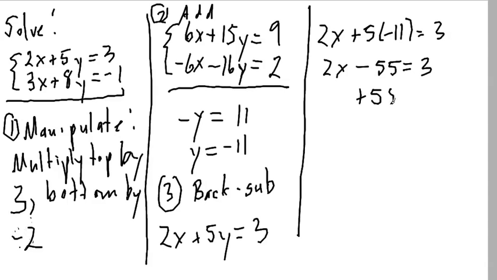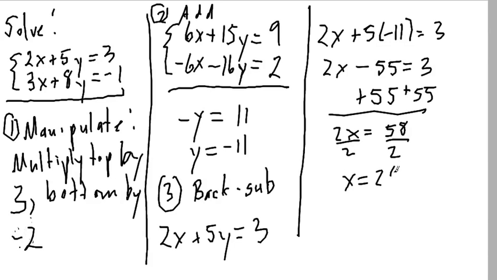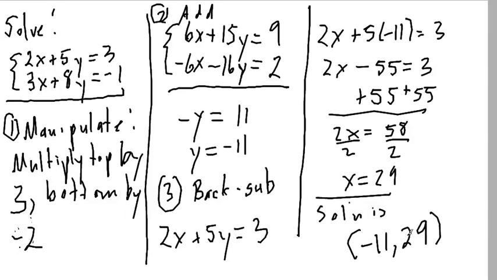I add 55 to both sides, and I end up with 2x is equal to 58. We're dividing both sides by 2. I end up with x is equal to 29. And this tells me that my solution is -11, 29. Excuse me, the other way around. It's going to be 29, -11, because x comes first, y comes second.